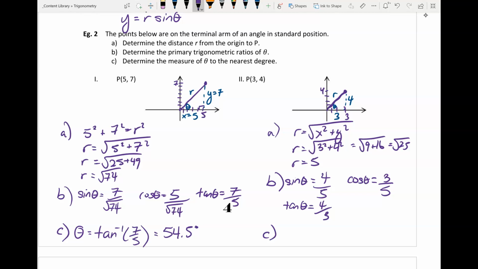Lastly, we are going to find our angle theta. And then we can just use tan again. So tan inverse of 4 over 3 will yield 53 degrees.